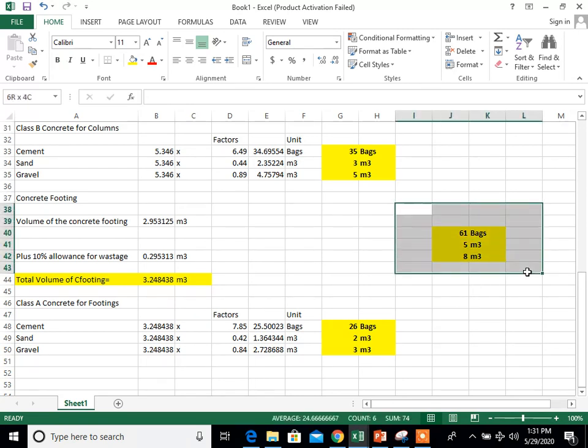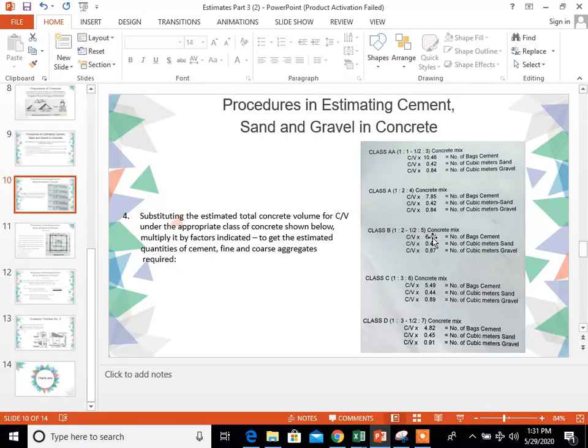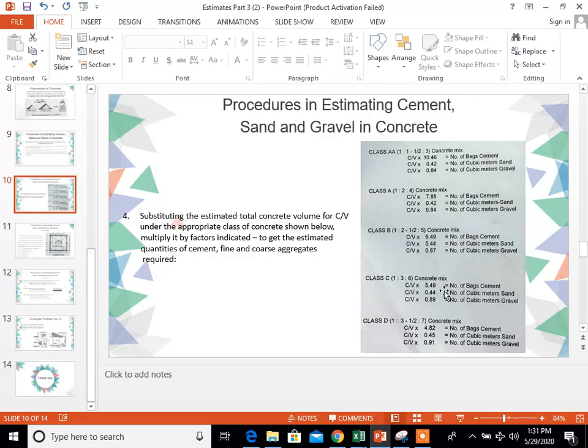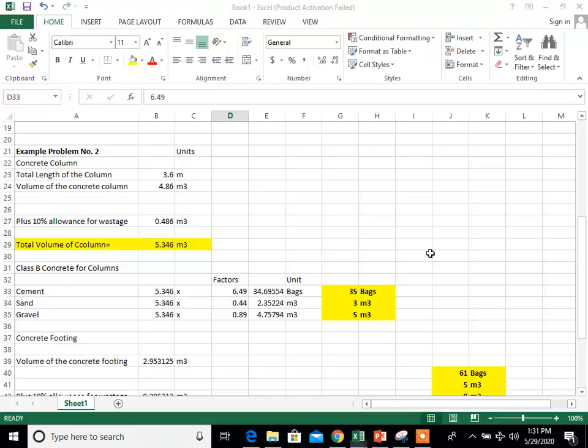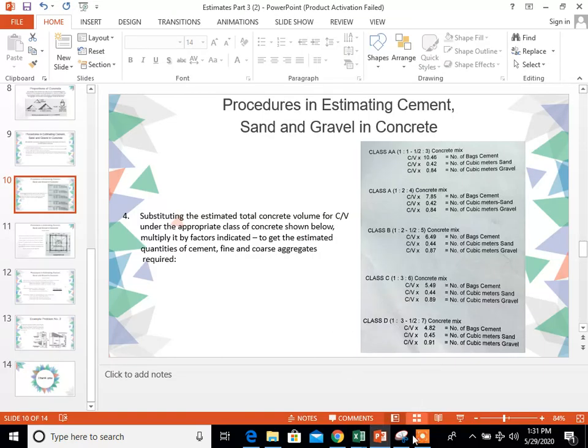So here is the final, correct answer. Kindly change this from 5.49 to 6.49. I thought it was class C concrete, but it is class B concrete mixture. So that's all.